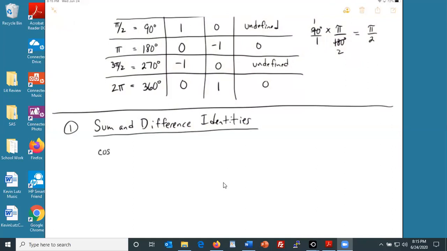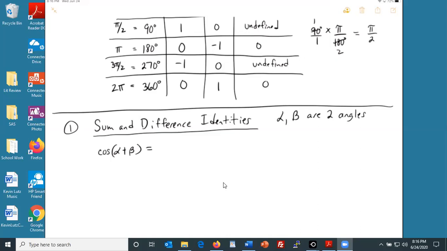If you take the cosine of the sum of two angles, so remember, these are the Greek letters alpha and beta. They represent two different angles. Okay? So alpha and beta are two angles. So this is a multiple angle formula. It's more than one angle. It's not just theta. You have an alpha and a beta.